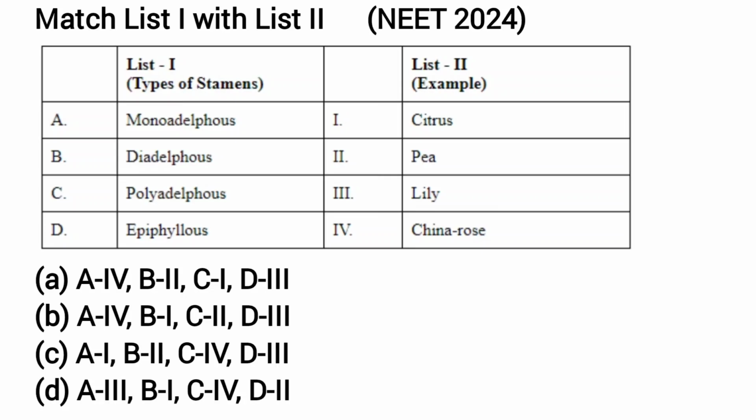Next, B, that is diadelphous. Diadelphous means stamens are united into two bundles, and the example for that is pea plant. So B matches with 2. So B2, A4, is given in option A. That's why option A is the correct answer for this question.